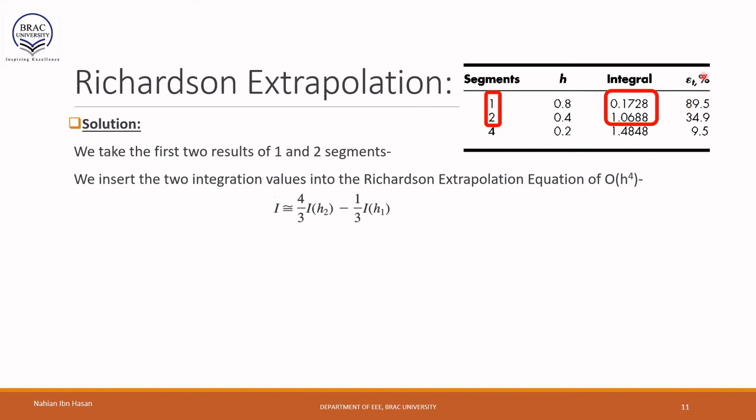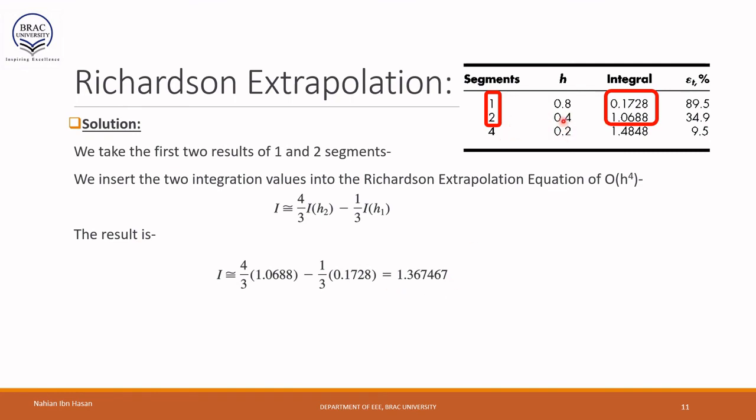Why are we using this? Because the preliminary results are of order of accuracy 2, but now I am going to calculate the order of accuracy of 4. The formula I am going to use is something like this. If you substitute these results, I of h2 and I of h1, the result is 1.367467.